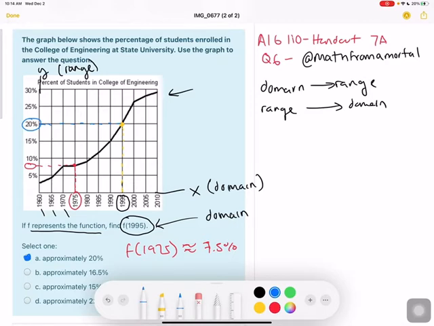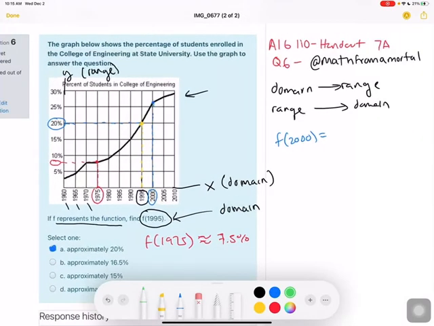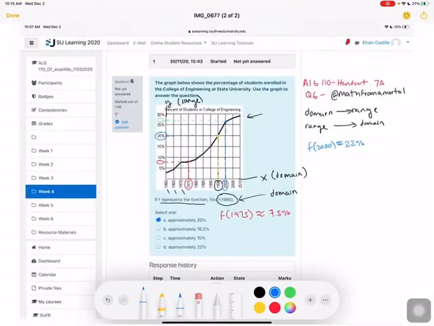Let's say we're trying to find f of 2000. So my domain is 2000. I'm going to go up the graph until I hit a point, and then I'm going to go horizontally until I reach what my value is. In this case, it's something in between 25 and 30, right? So I'm just going to call this 22%, somewhere in between. Okay, so this is going to be one problem. I'm going to show you the next problem also, see how we can solve this as well.